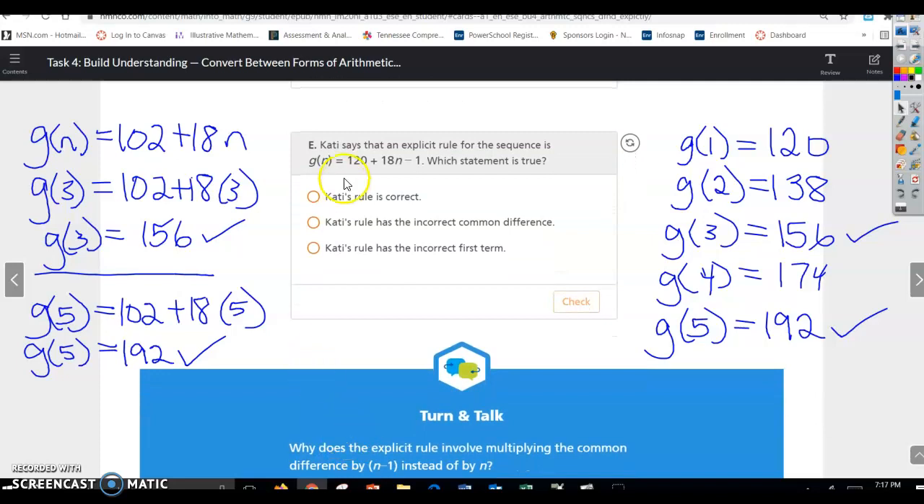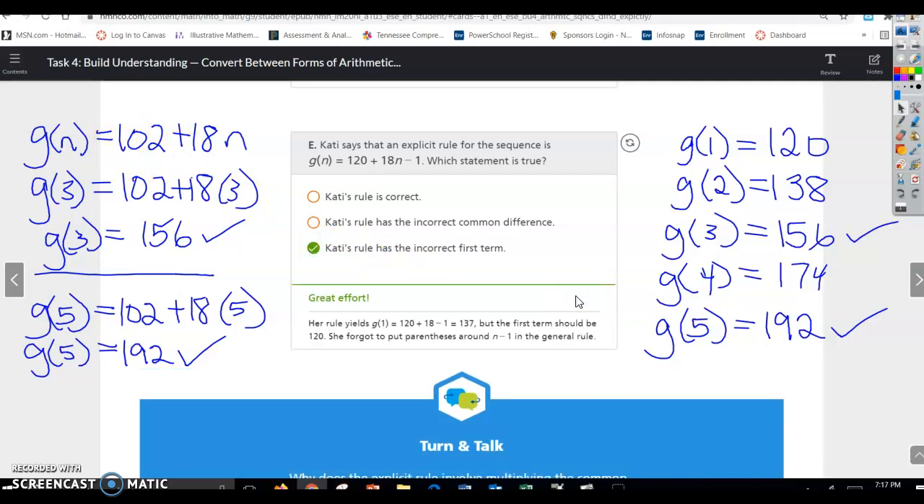All right. Katie says that an explicit rule for the sequence is g of n equals 120 plus 18(n minus 1). Which statement is true? Katie's rule is correct. Well, this is not the same as this because she has the minus 1 here. Katie's rule has the incorrect common difference. 18 is the common difference, so that part's correct. Katie's rule has the incorrect first term. 120 plus the negative 1 gives you 119. So that would not be the first term. So that would not be correct. All right, if you have any questions about task 4, let me know.